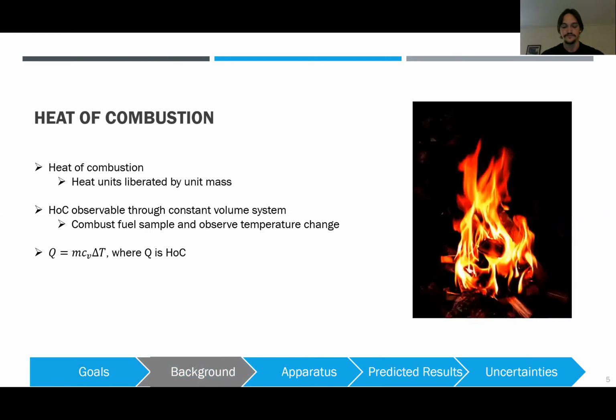And on to the thermodynamic background of the experiment. A quick explanation of heat of combustion. It is basically the number of heat units liberated by a unit mass. So it's basically how much heat a specific material will give off when you combust it. It is observable through a constant volume system, by combusting the fuel sample and observing the temperature change of the system. The basic equation is Q equals m C_V delta T, where Q is the heat of combustion, m is the mass, C_V is the specific heat, and delta T is the change in temperature of the system.